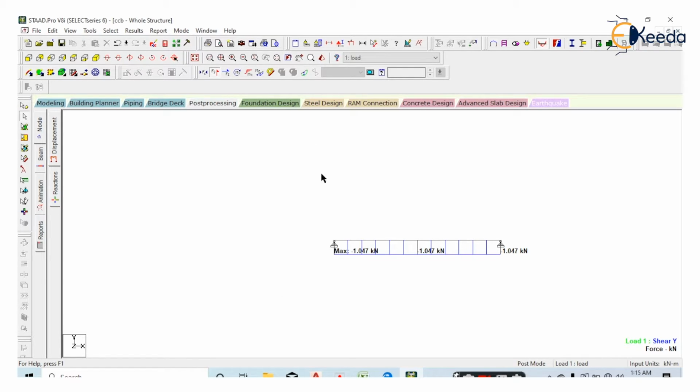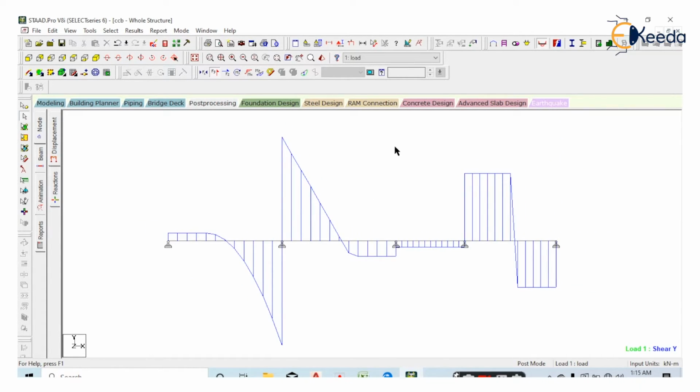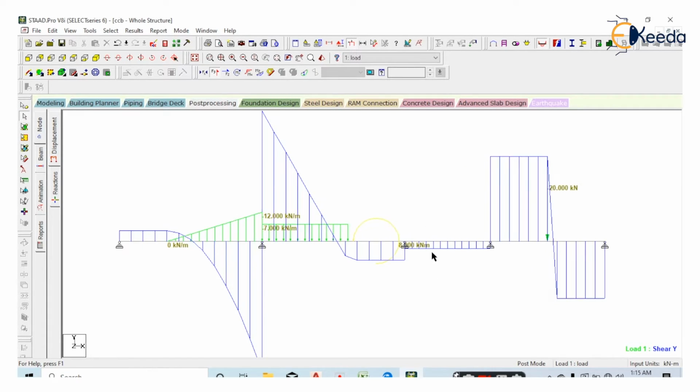Just go and watch the previous video or display whole structure from that icon. Take a front view. You can show all the loads in this diagram also from this icon, load. Just click on the loads. Look at this, there is no load. Okay, so shear force will not change throughout the length of the beam.